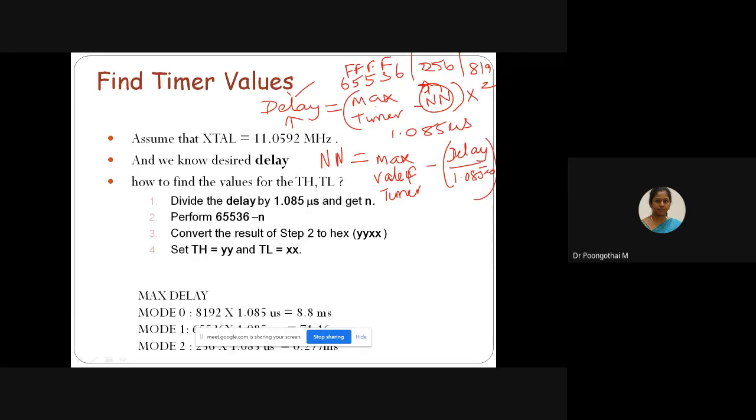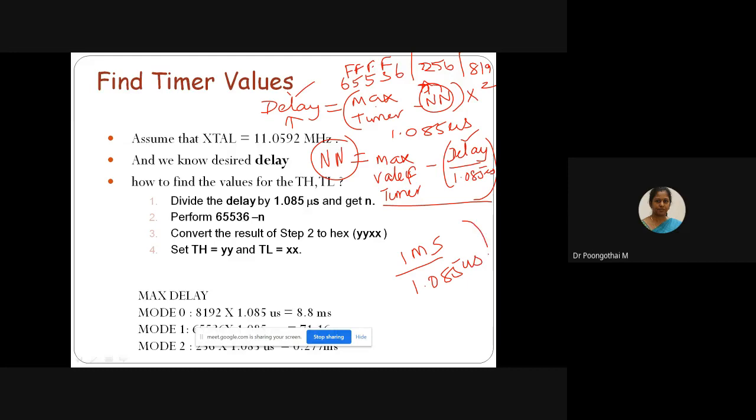So delay is known, okay? Based on the delay, we have to calculate the initial value of the timer. In that case, we have to use this formula, okay? Here, divide the delay. Suppose the delay time period is 1 millisecond, so 1 millisecond divided by 1.085 microsecond.